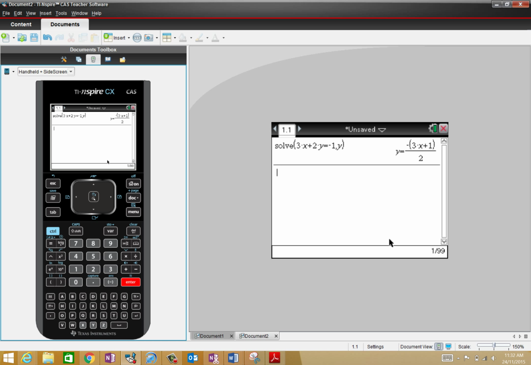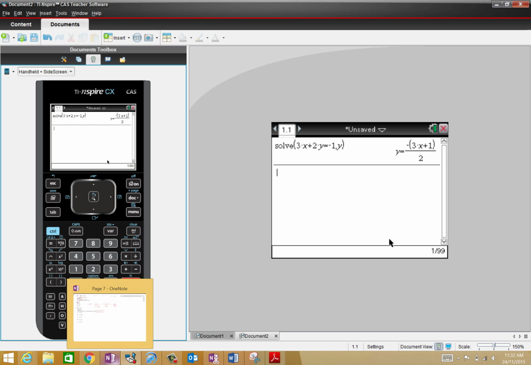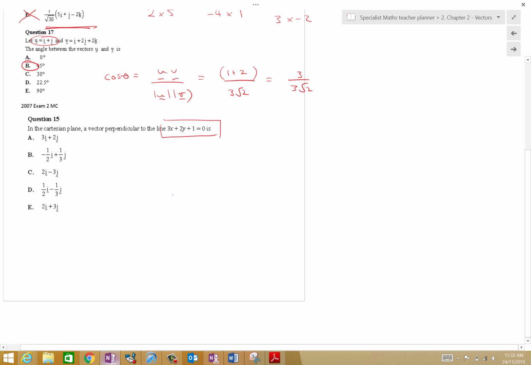Now, of course, you don't have to write this on your exam, but we've got a gradient of what? Minus 3 on 2. So we've got a gradient of minus 3 on 2.